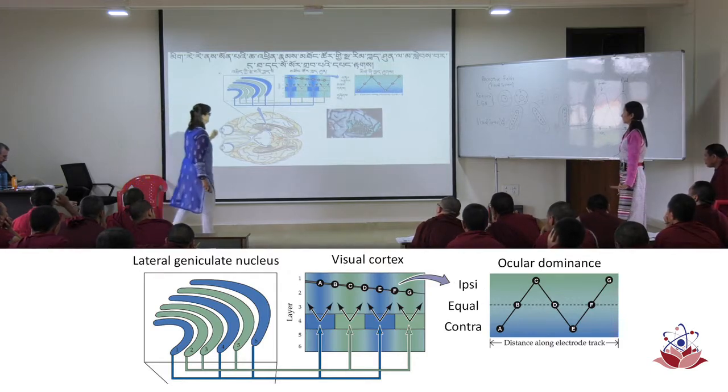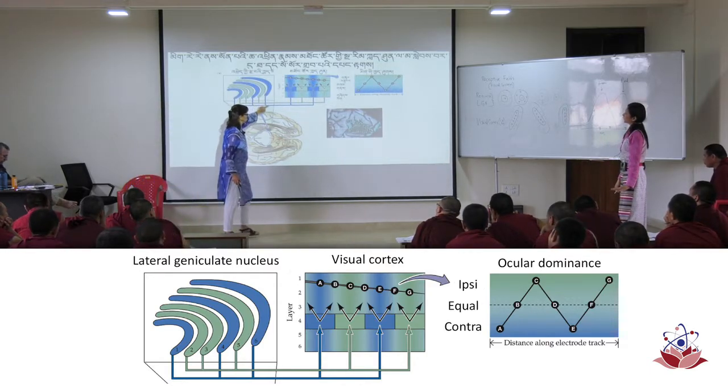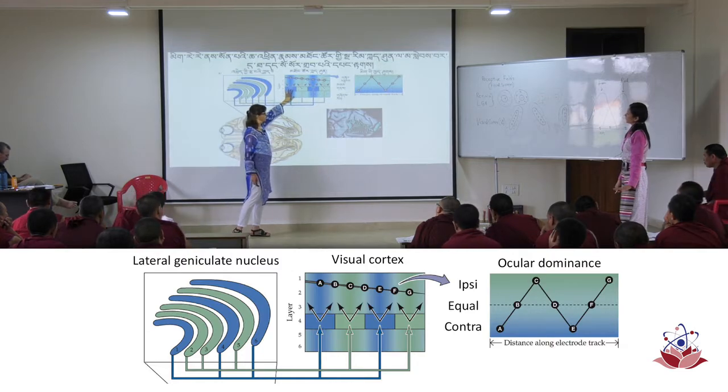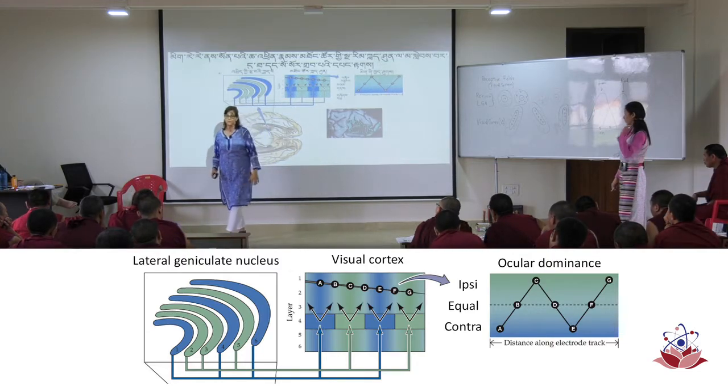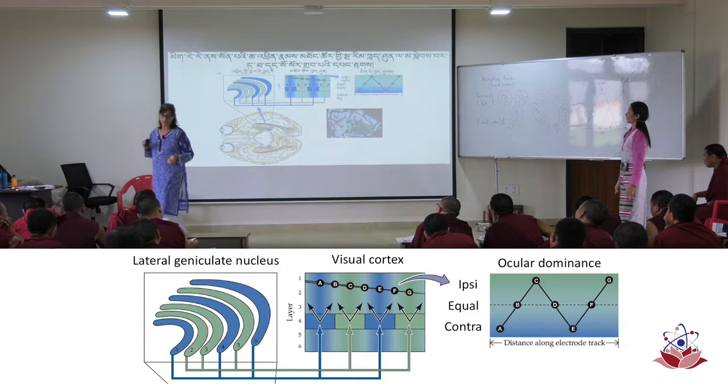So when they send axons up to the primary visual cortex, which also has 6 layers.